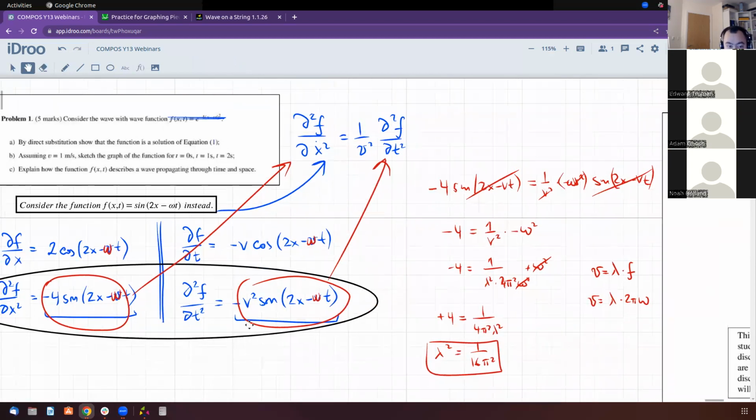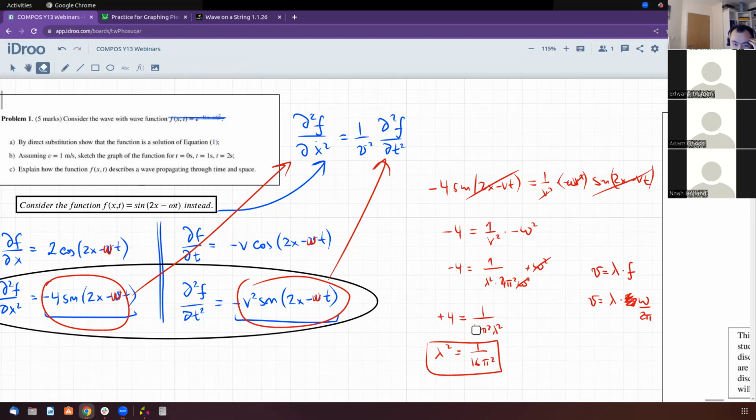But this just gives us the wavelength of the wave. Frequency is 2 pi times omega, not 2 pi. What's omega divided by? Oh yes, sorry. Omega divided by 2 pi, of course. Sorry, the mistake was with the v, and that threw me off.